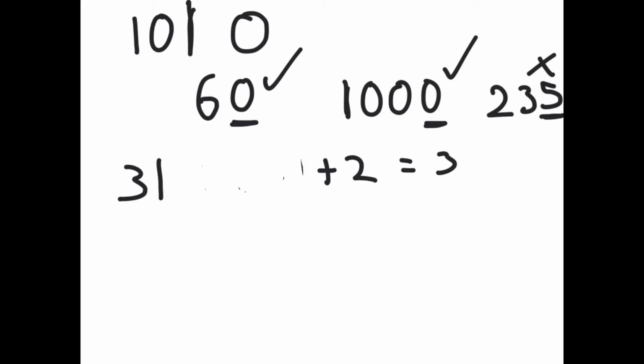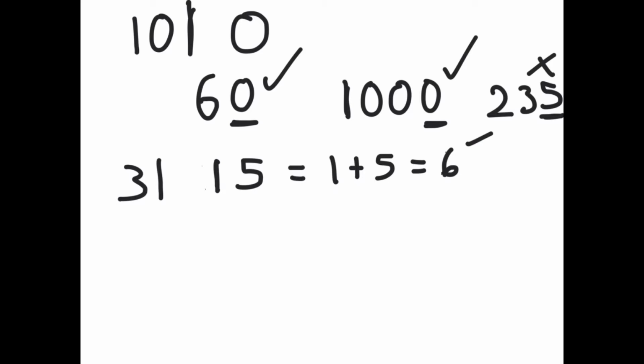Now let me erase this and let me do another one. Let's take the number 15. The sum of its digits is equal to 1 plus 5, which equals 6. And yes, 6 is divisible by 3. So 15 is divisible by 3. All right, so that's also yes.